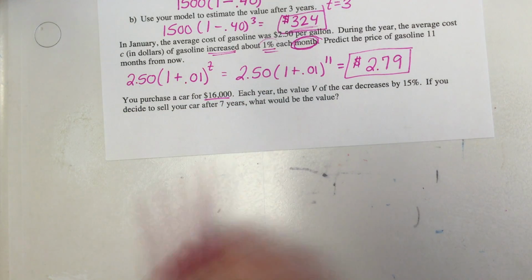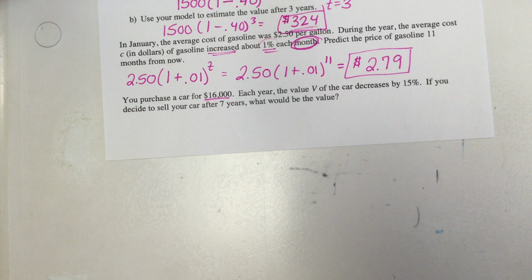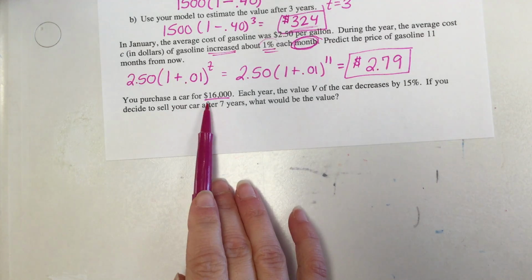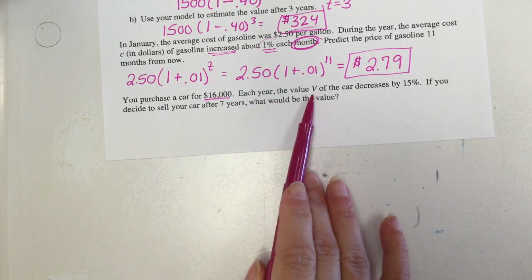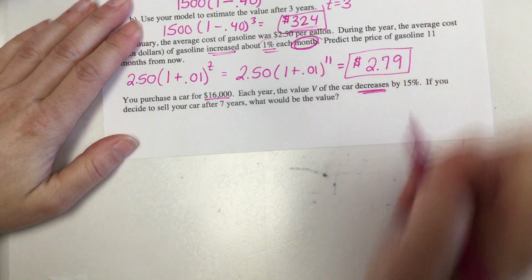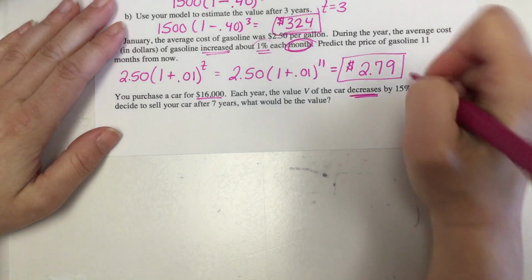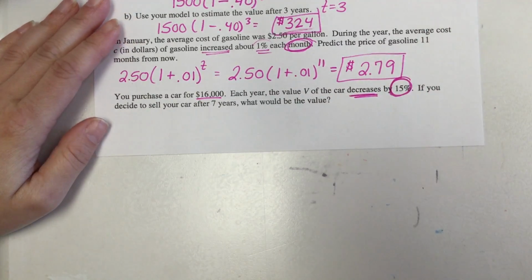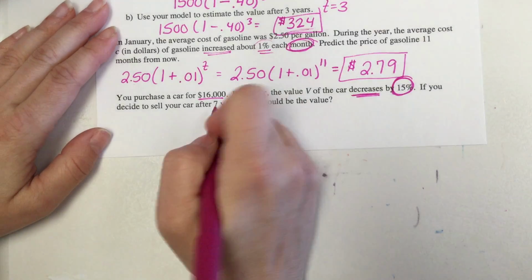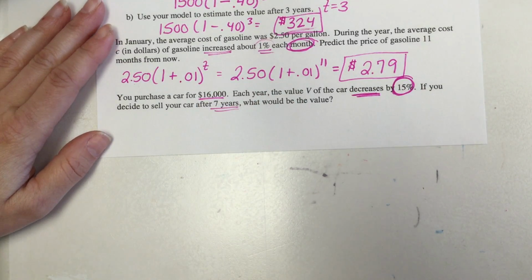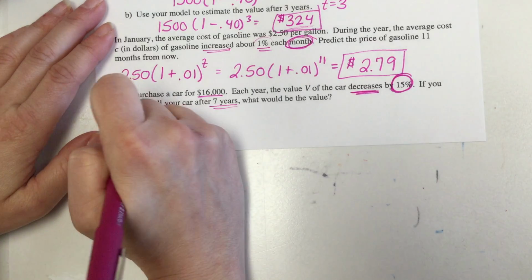Well, guys, a car is another thing, unless you buy like a collector car. As you keep the car, the value goes down in price, okay? So you purchase your car for $16,000. Every year the value decreases, so that means it's going to be a minus problem. It's decreasing at a rate of 15%. If you decide to sell your car after 7 years, what would the value be? Okay, so how much could you sell it for?